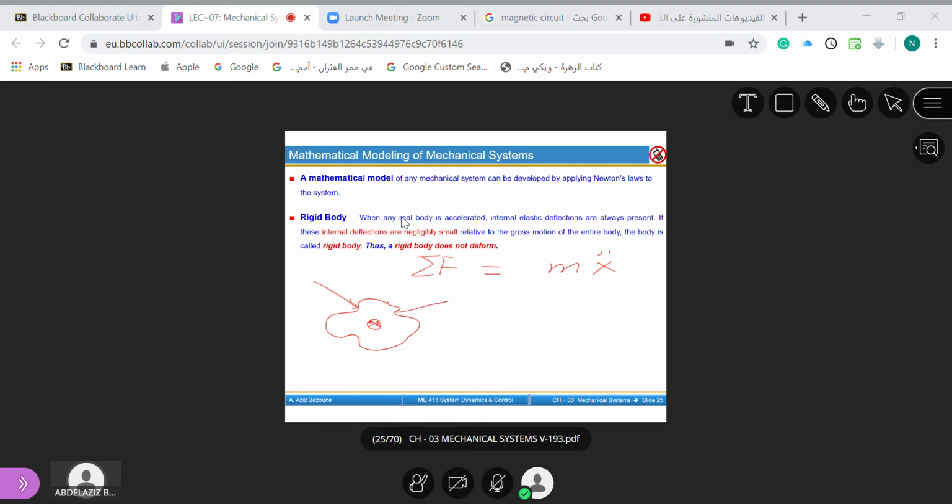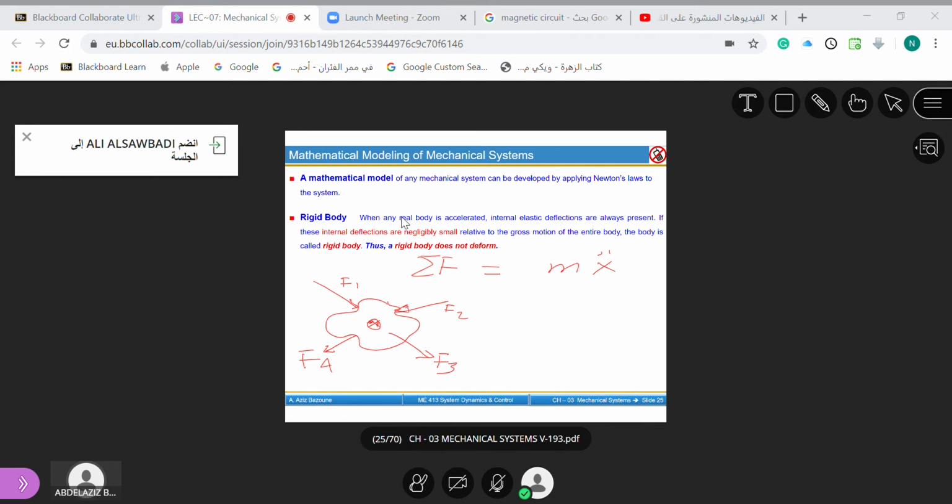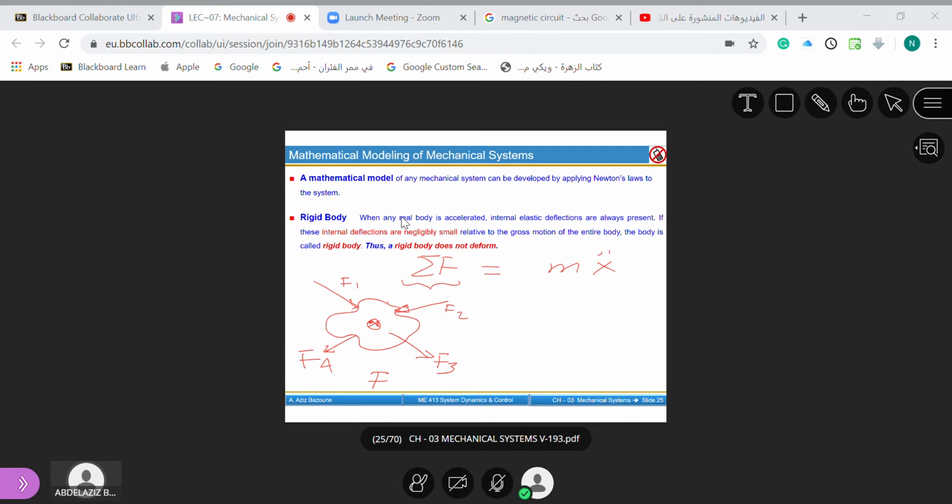This is the center of mass. For translation, all the forces should pass through the center of mass. If this is F1, F2, F3, and F4, what do we mean by sigma force? Sigma force, we just write the free body diagram on the left-hand side. It will show you the summation of all forces that are acting on the system.